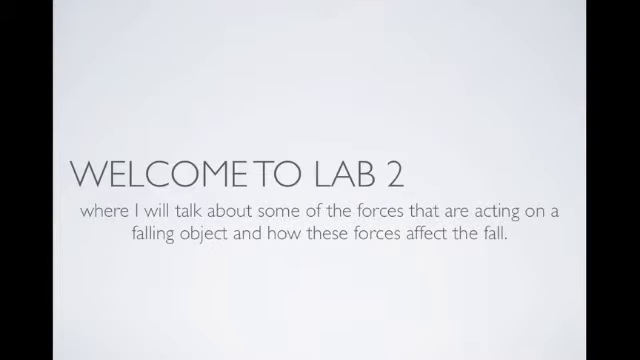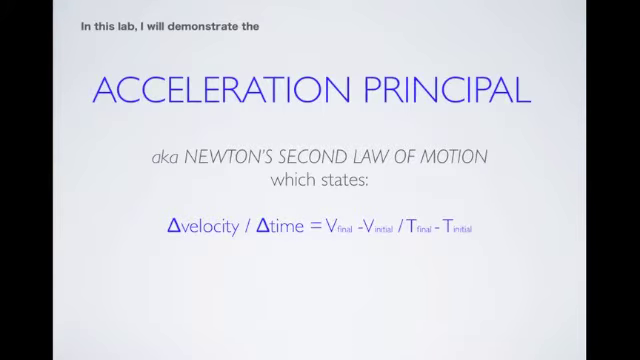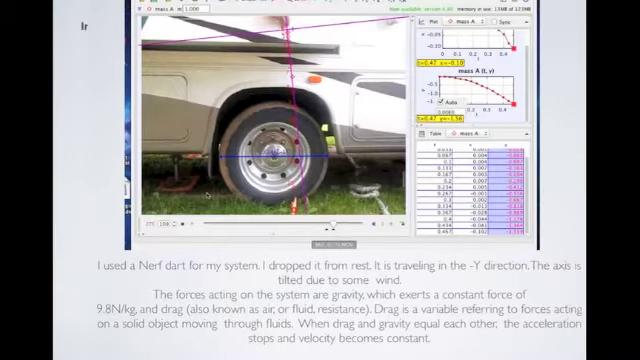Welcome to Lab 2, where I will talk about some of the forces that are acting on a falling object and how these forces affect the fall. In this lab, I will demonstrate the acceleration principle, also known as Newton's second law of motion, which states change in velocity divided by change in time equals final velocity minus initial velocity divided by final time minus initial time.